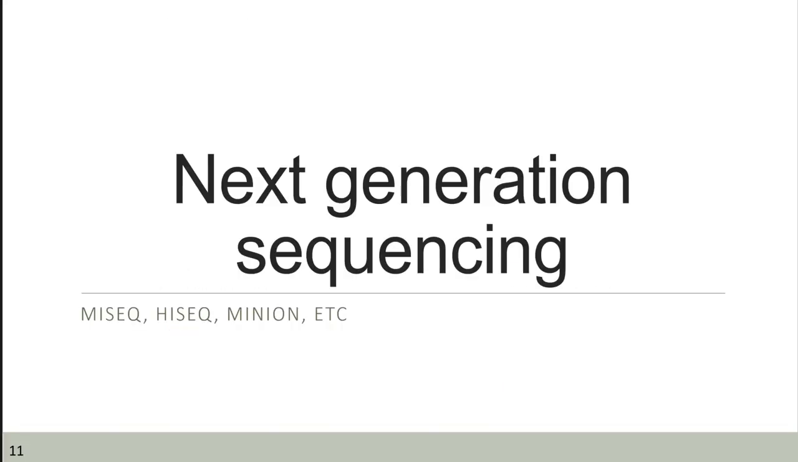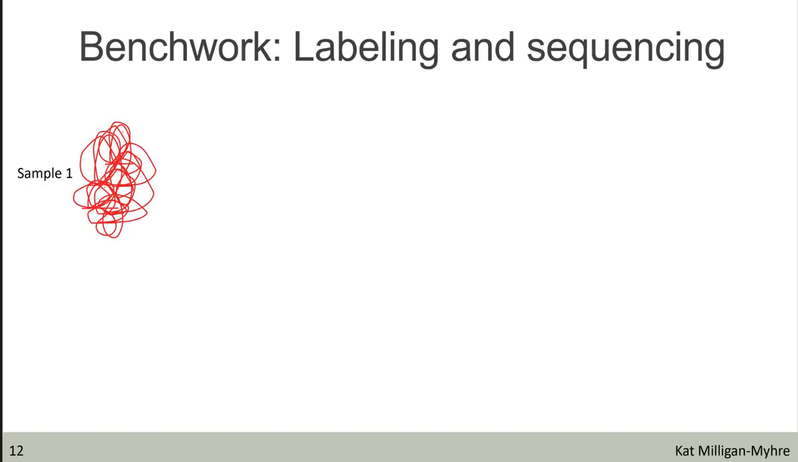Now, Sanger sequencing is different than next generation sequencing. Next generation sequencing includes the MiSeq, the HiSeq, the MinION, all these things that you think of when you think of fast and high fidelity sequencing. And remember, high fidelity just means that there are few errors. Okay, so what is next generation sequencing? Right now I'm going to walk you through the specific steps. So in next generation sequencing, there's bench work, and then there's the sequencing, and then there's the bioinformatics.